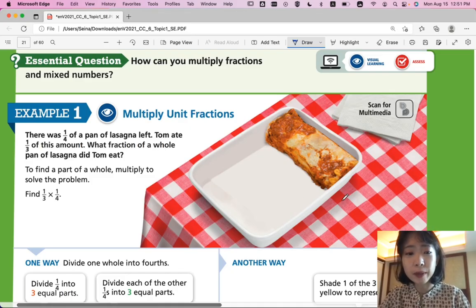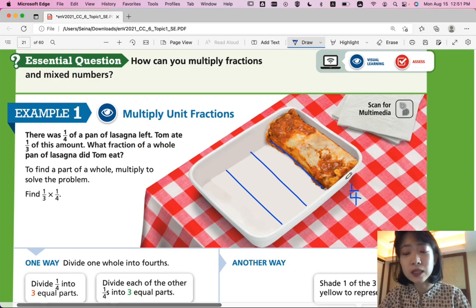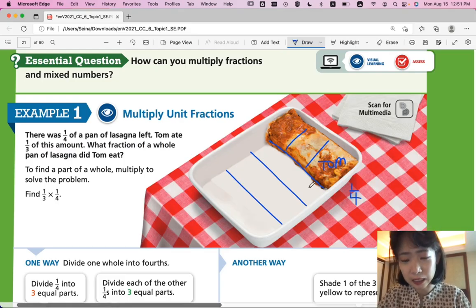So 1/4 of a pan of lasagna is left. That means originally you had a full pan, right? This lasagna that's left here is only 1/4 of the original lasagna. Okay? Tom ate 1/3 of this leftover. So 1/3. Divide this into 3 equal parts. Tom ate 1/3. Ooh, this lasagna looks good. What fraction of the whole pan of lasagna did he eat?